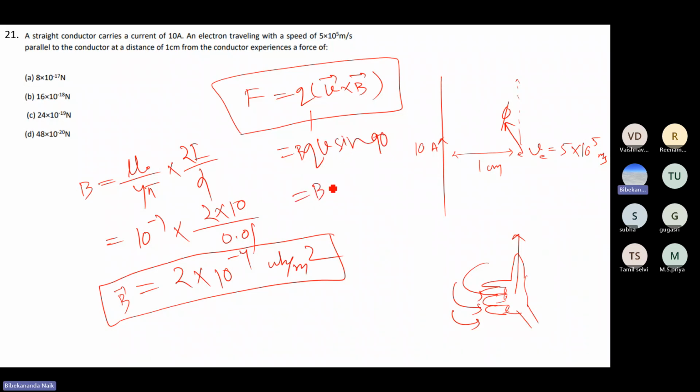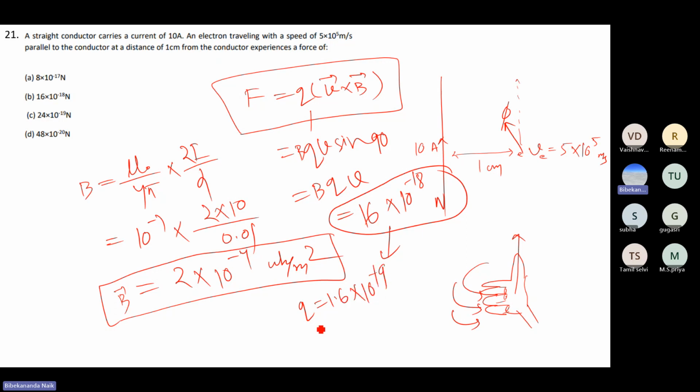So if you put the value of B here, Q is the charge of the electron, 1.6 × 10 to the power minus 19 coulomb, then the velocity. If you put all these values, you will find the force acting on the electron is 1.6 × 10 to the power minus 18 Newton. Here B is given, Q is 1.6 × 10 to the power minus 19, and V is also given, 5 × 10 to the power 5. So the correct answer is option B, 1.6 × 10 to the power minus 18 Newton.